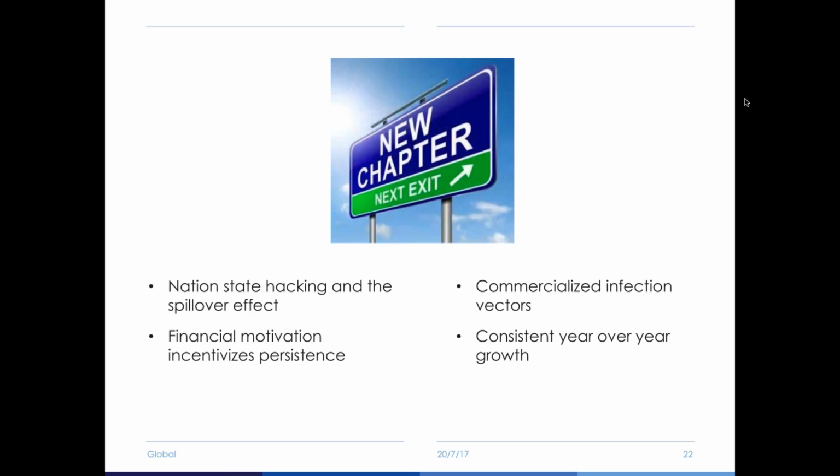So where before, back in 2001, you maybe had somebody putting out Code Red who just wanted to show something off or illustrate a vulnerability, and that's it. Now with financial motivation, these guys can actually make money at this. So they're not going to give up easily. They're going to create something that's very stealthy, very persistent, and they're going to keep at it. Commercialized infection vectors.